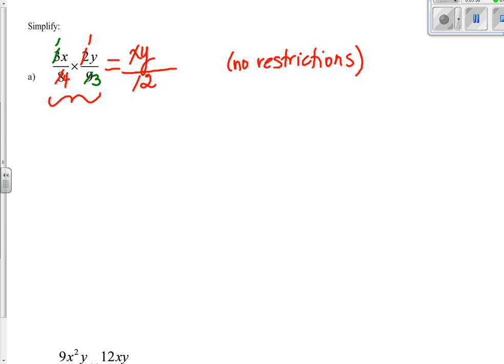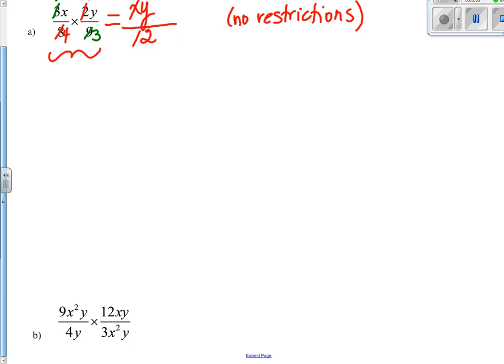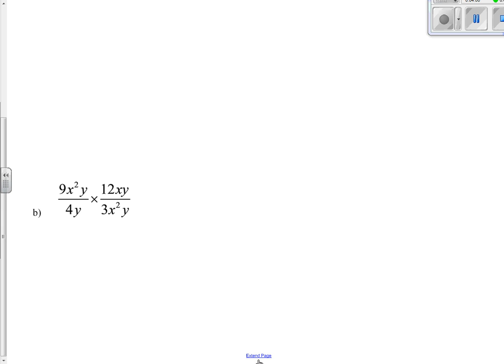B. 9x squared y over 4y times 12xy over 3x squared y. These are monomials top to bottom. So I don't need to factor anything, but I am going to look for common factors from top to bottom, any top to any bottom.